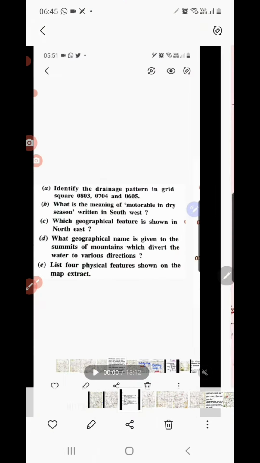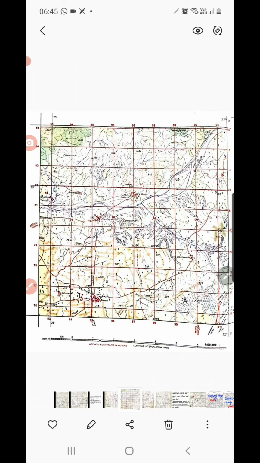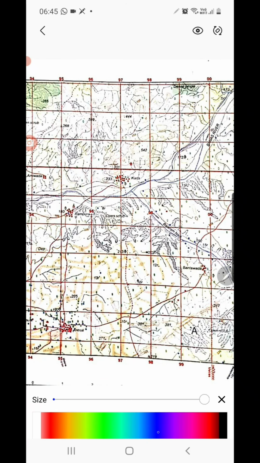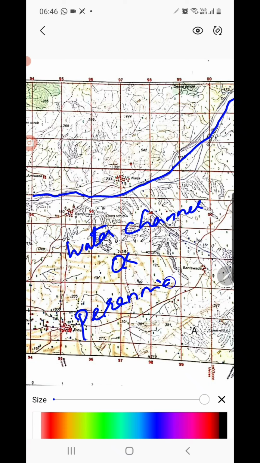Then what does this blue line in the middle of the river indicate? You can find a blue line. In this map it is not so clear, in your textbook it is clear. Blue line in the middle of the river indicates what? A perennial stream or a water channel. You can write it as a water channel or perennial stream. Okay, that is the meaning of this blue line shown in the middle of the river.